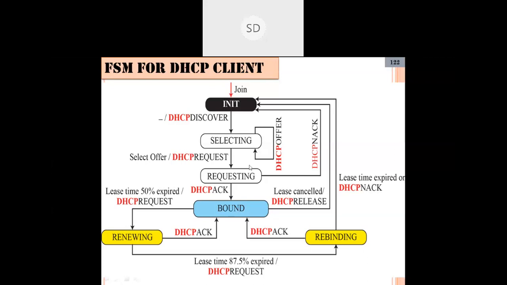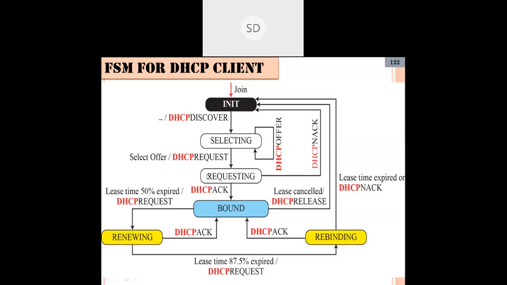The next stage is the requesting state. Once offers are received, the client picks the best offer, and for that offer a request is given by the client to the server. That is DHCP request, given from the client to the server. At this point the state changes from selecting state to requesting state. Based on the offer received, the client sends a request, and for that request the server has to send an acknowledgement, right? So now the client is in the requesting state.